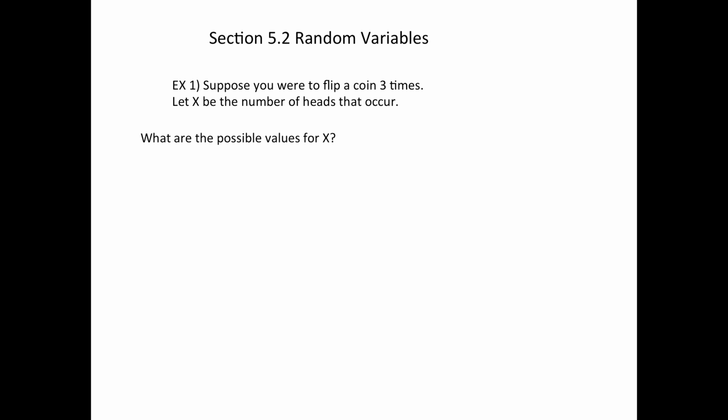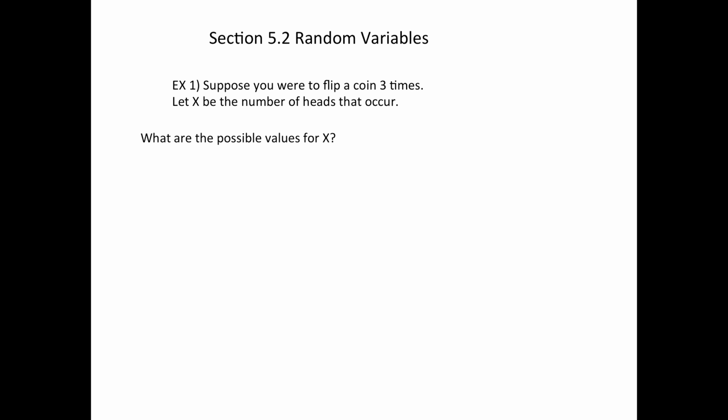Well, here we are at Chapter 5, Section 5.2 on random variables. We're going to begin with an example. If you flip a coin 3 times, there are 2 times 2 times 2, so there are 8 outcomes. Now let x be the number of heads that occur.